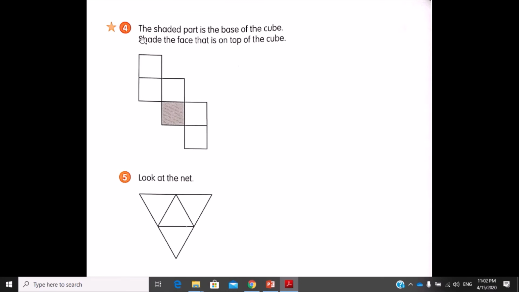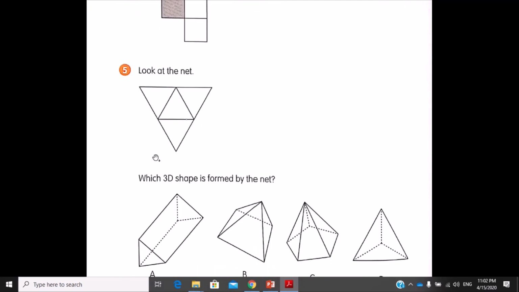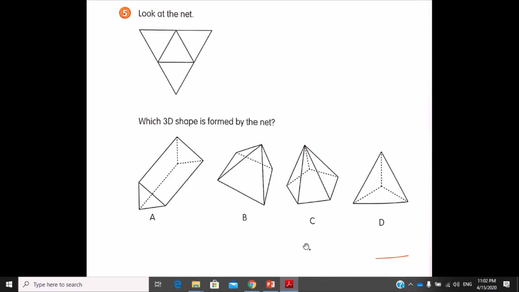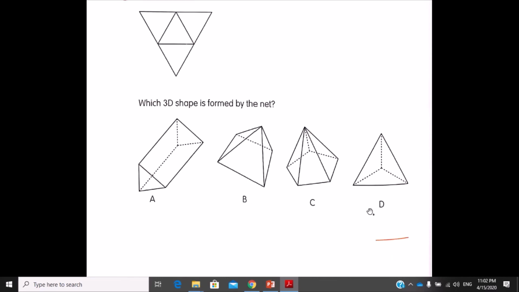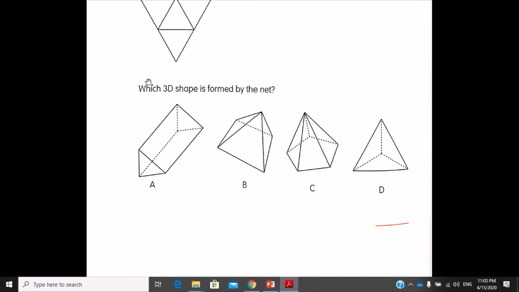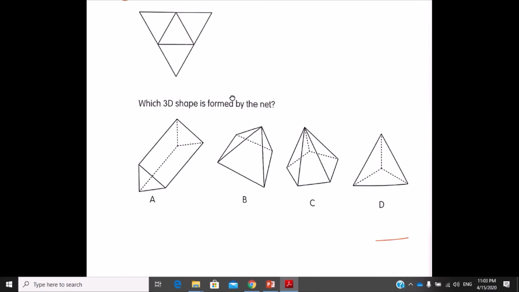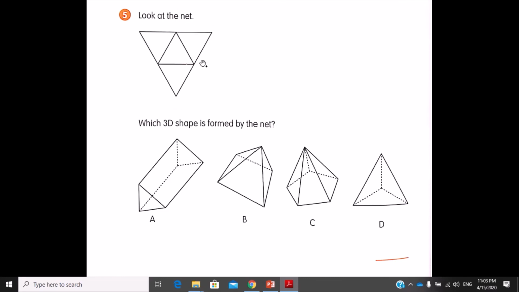Okay, now for question number 4 here, the shaded part is the base of a cube. Shade the face that is on top of a cube. Which is the square that will be on top of the cube? So if you fold this net, it will be a cube, but which is the top, the surface? So you will be shading the surface, and let me know by shading. Okay, now look at the net here. So which 3D shape is formed by the net? So is it going to be A, B, C, or D? You can actually, guys, try to do one thing by drawing this on a piece of paper and cutting it, then later on try to fold it just like what I did for you in the video.